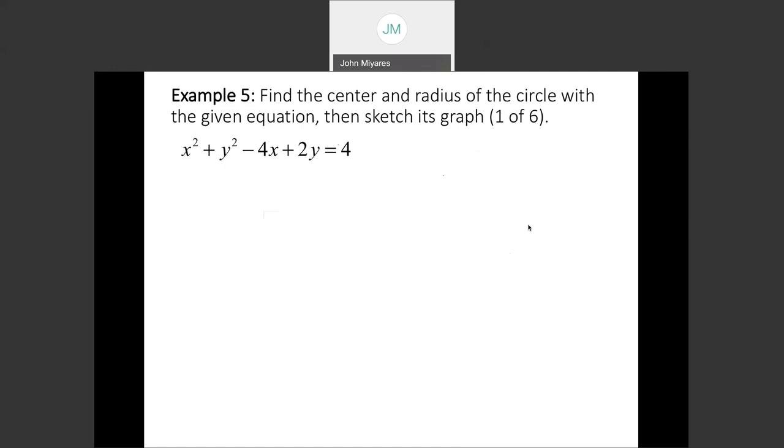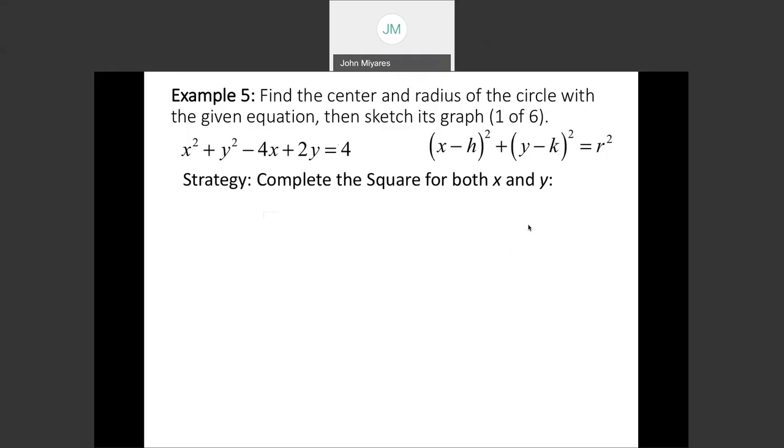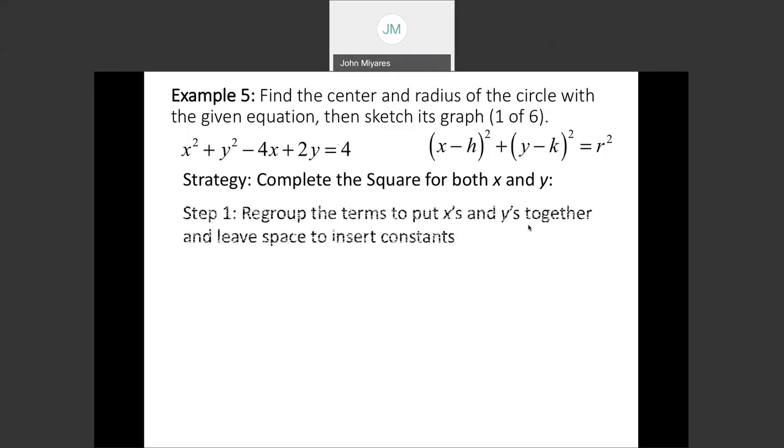The next few slides are going to show how we're going to convert this equation into standard form using a process called completing the square. The first step in completing the square for both the x and y terms is that we need to rearrange the terms to group the x's and y's together. Then we want to leave some space after the x term and after the y term to insert a constant.